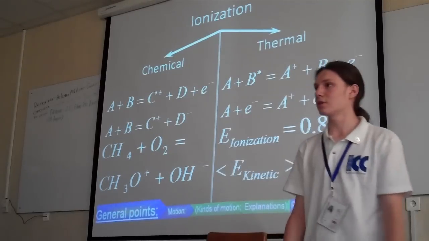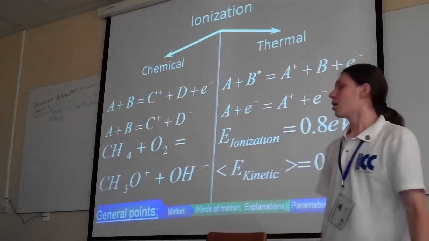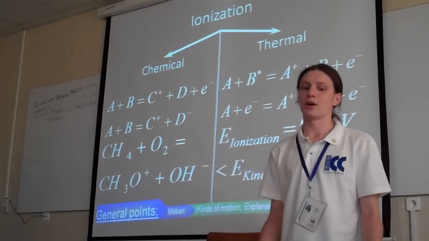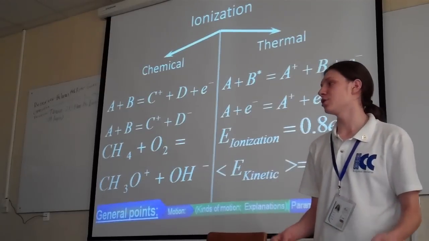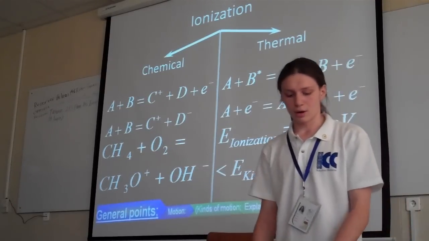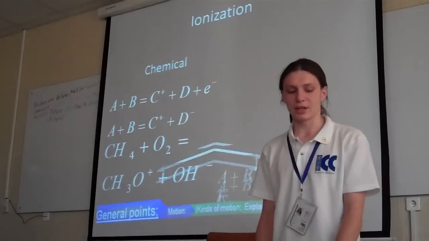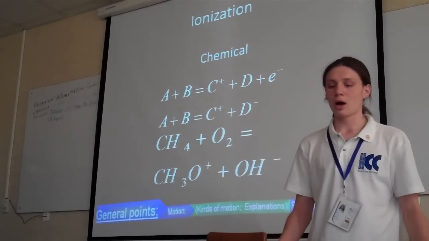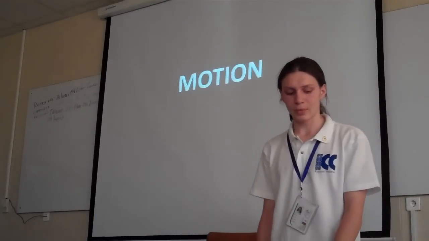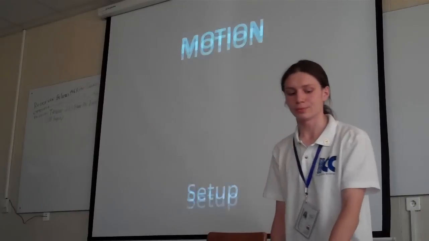Here is an example for chemical ionization. And here, we calculated the average kinetic energy of atoms. As we see, it's much lower than the minimum energy which is necessary for thermal ionization. So we come to the conclusion that in our experiments, in our flame, we use mostly chemical ionization. Let's go to the next point, motion.